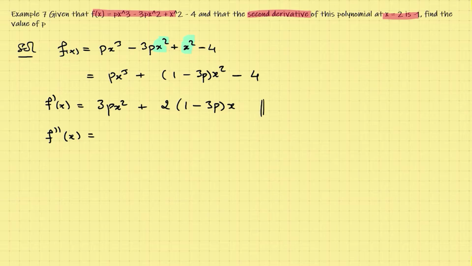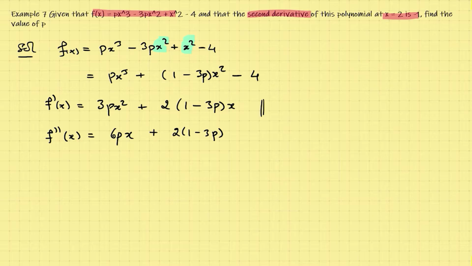So 3p x squared, when I differentiate it, the coefficient remains, I multiply by 2, so I get 6p x. And then the term in the brackets is going to remain, obviously, and the x just differentiates to give me 1, so I've effectively got my second derivative.